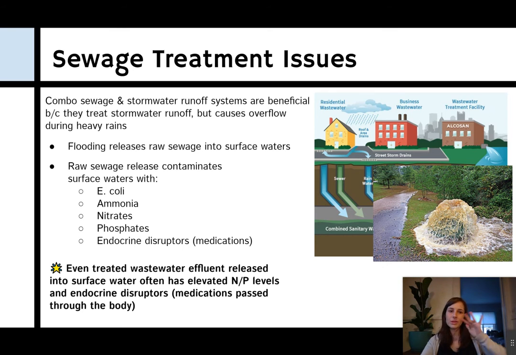Now, even if this worst case scenario doesn't happen, even treated wastewater is going to have higher nitrogen, nitrate and phosphate levels and endocrine disruptors, because again, we can't get rid of the endocrine disruptors. And so that is going to still be released. So just keep in mind, even when we have great systems, there's still going to be some of these persistent organic pollutants or these elevated levels in what's going off into these surface waters.